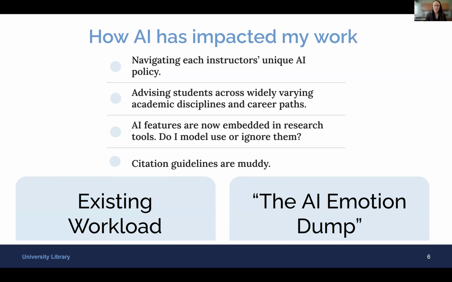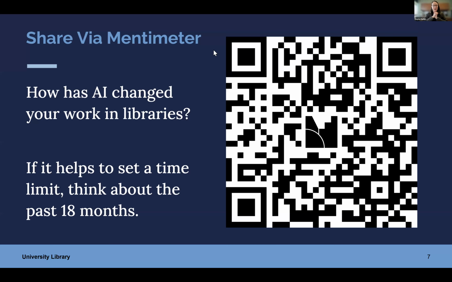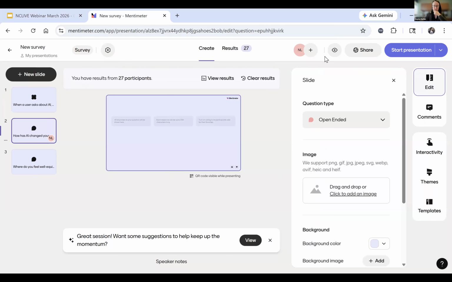So I would love to hear from you all again on the Mentimeter. How has AI changed your work in libraries? And if it helps, I know thinking all the way back to 2023 and the launch of ChatGPT is a lot. So if you want to think of the last 12 to 18 months or last couple years to set a time limit on that, that would be great. Yeah, and Steve, that's a really good point that we get that emotional dump sometimes too from our colleagues, who have lots of strong feelings too. All right, I'm going to open the Mentimeter and be quiet and give you all a second to respond.